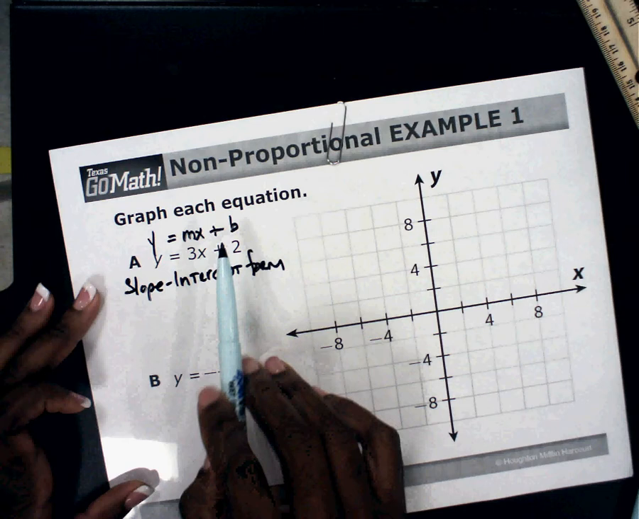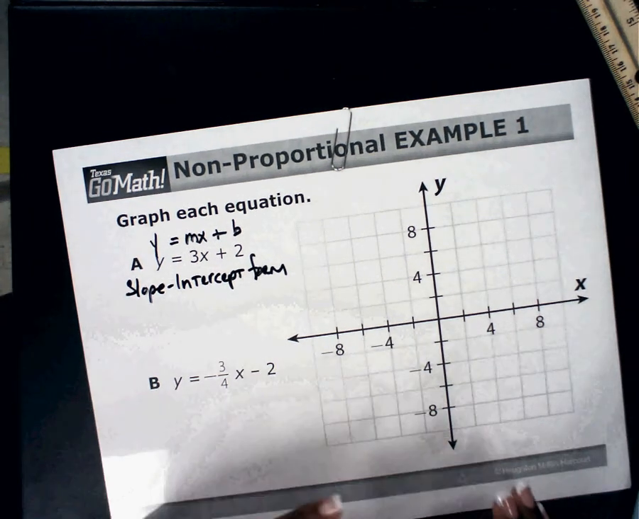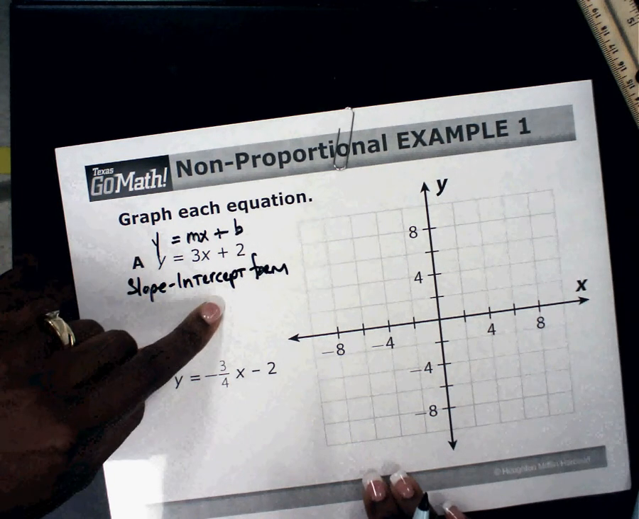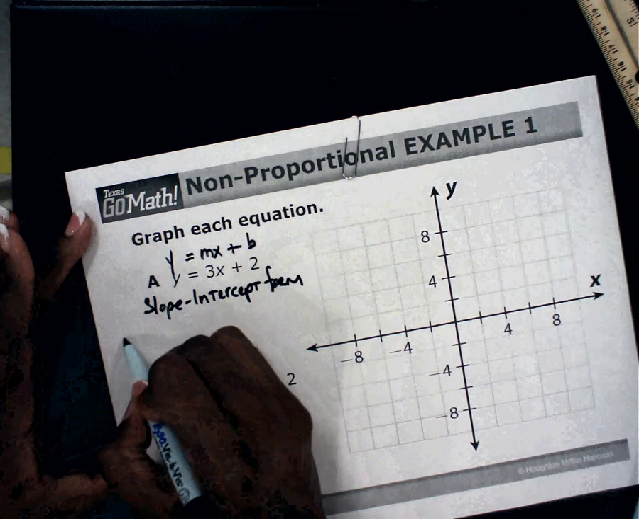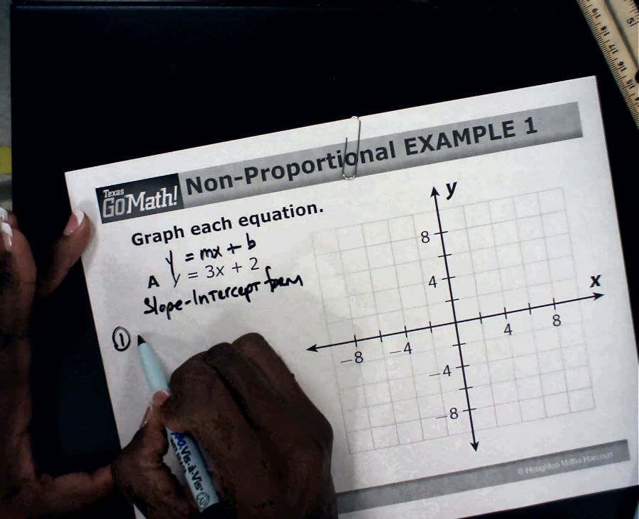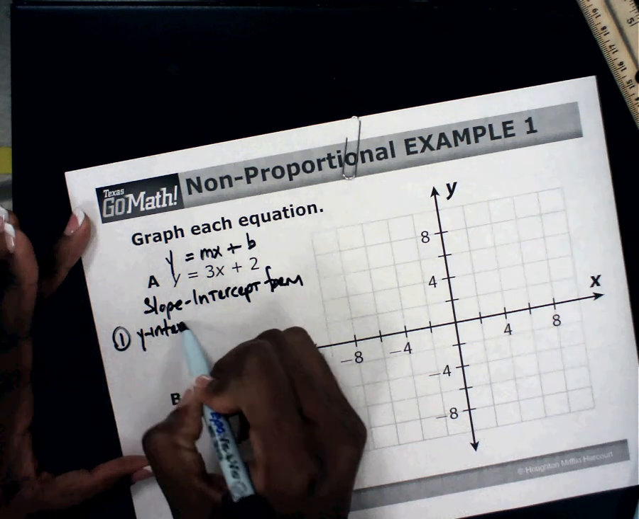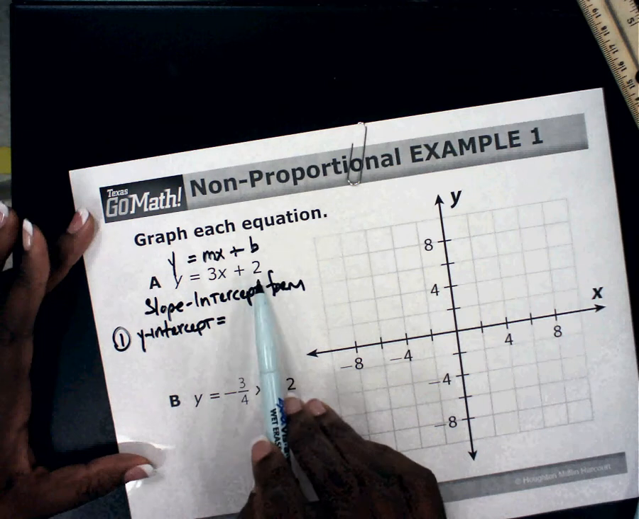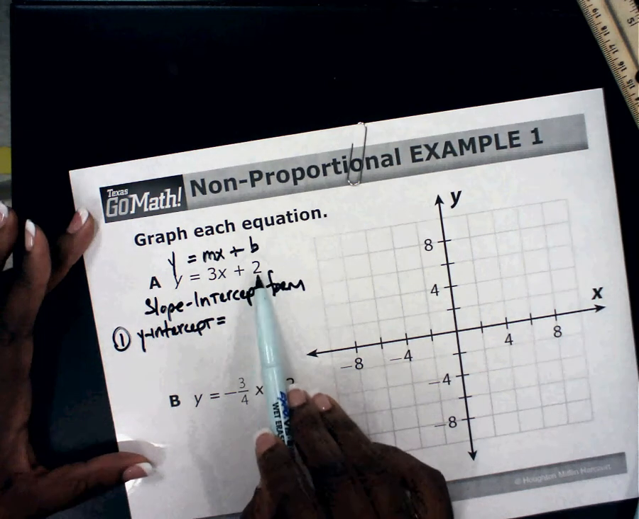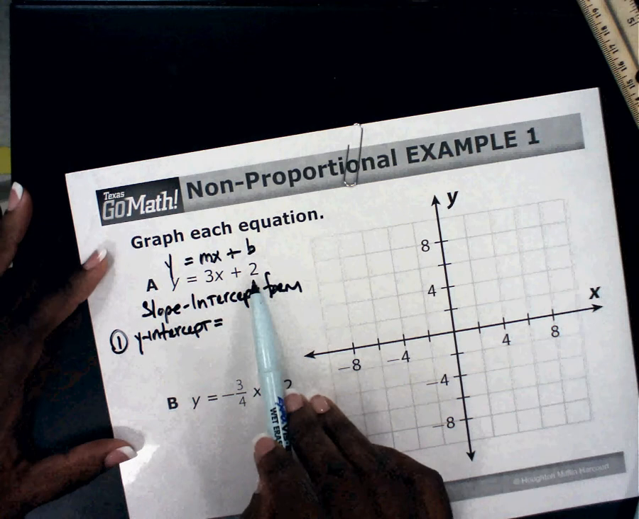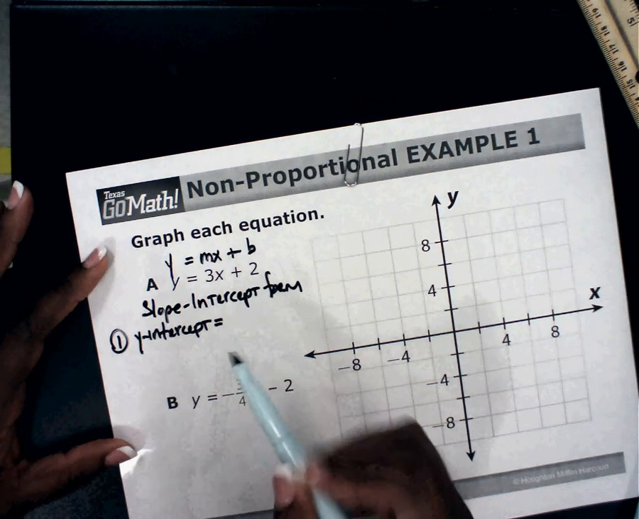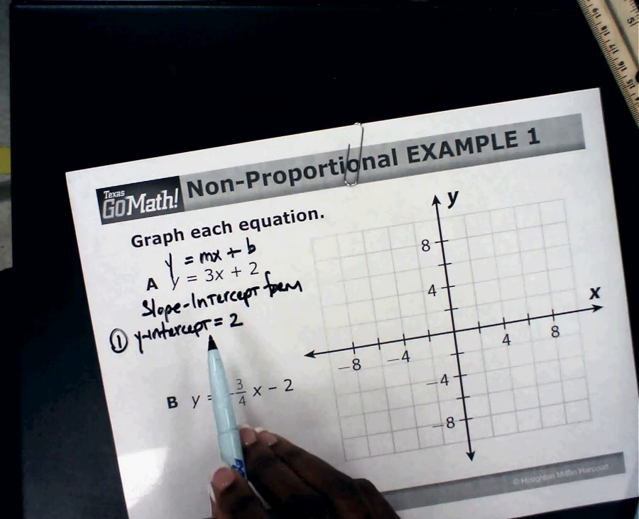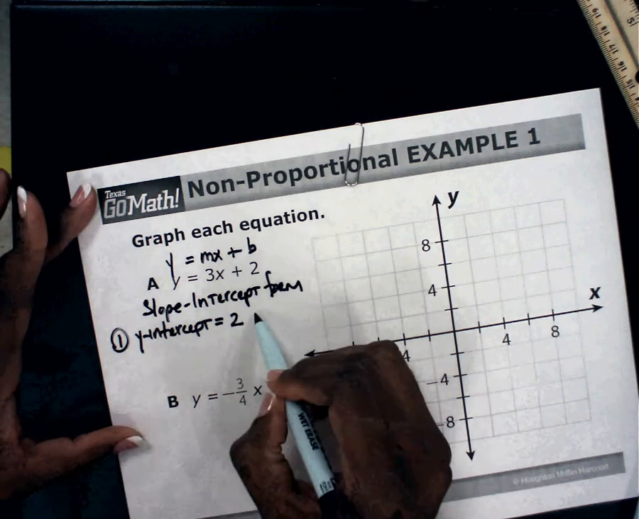So before we can actually graph the equation, we need to identify the slope of the equation and the y-intercept. The first thing that we need to look at is the y-intercept. The y-intercept is going to be the constant of that equation when it's in slope-intercept form. So therefore, our y-intercept is going to equal 2, and the coordinate point of the y-intercept is located at (0, 2).